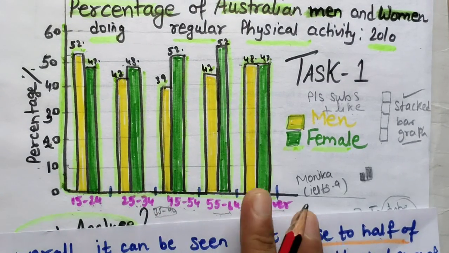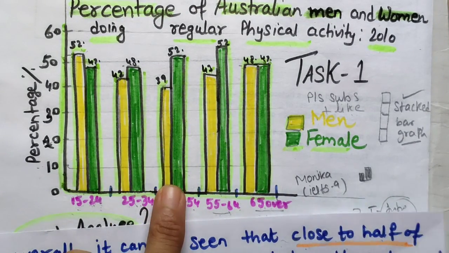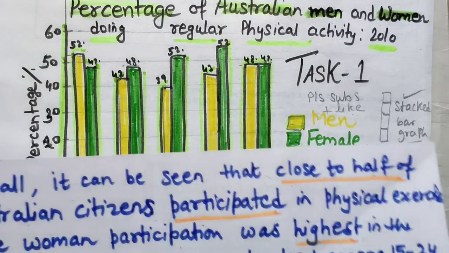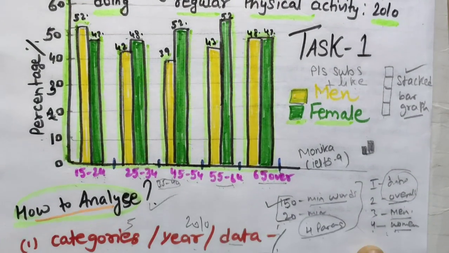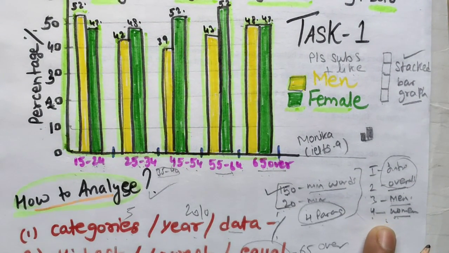Okay, so now I was talking about how to write the detailed body paragraphs. The first way I have told you is to write about men and women separately. I will be showing it to you.